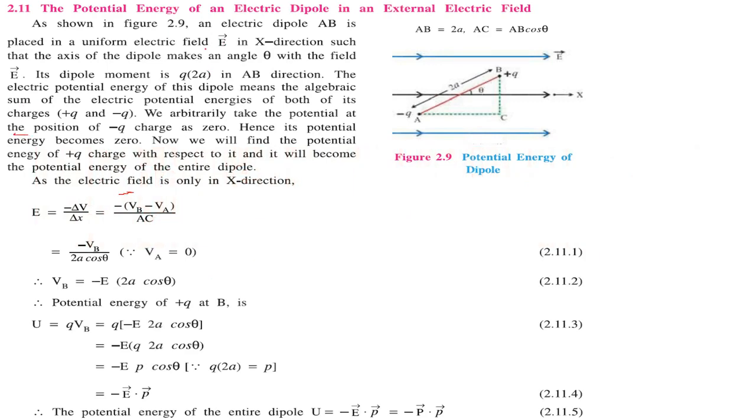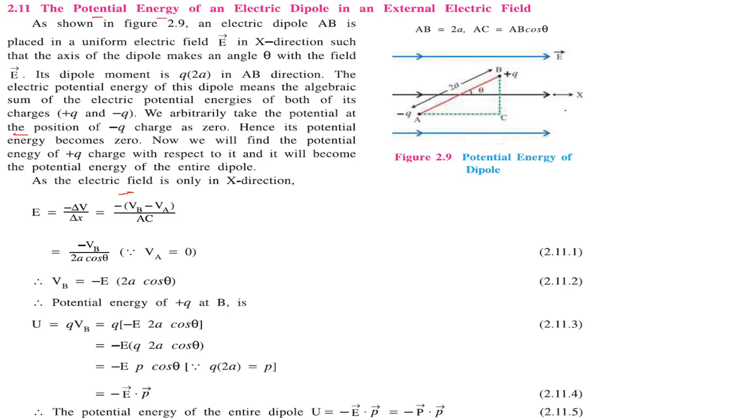The potential energy of a dipole in an electric field. So we have seen about the electric dipole, what is the electric field of a dipole, equatorial axis, on the axis of the dipole, we have already seen. But we are about to see the potential energy of this dipole in an external electric field. So we are interested in potential energy.